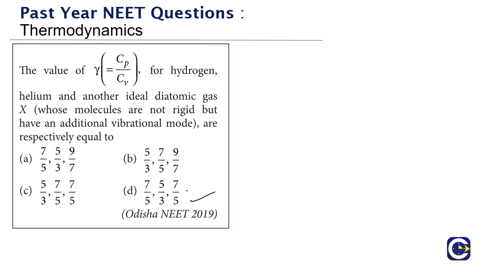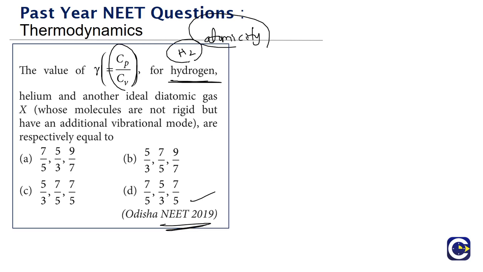This is a question that has come in the Odisha paper 2019. This is a question based on the Cp by Cv ratio. The value of gamma, Cp by Cv, for hydrogen. So here we need to keep one thing in mind, that the Cp by Cv or gamma value will depend upon the atomicity of the gas. Hydrogen means what? It is a diatomic, H2. Two atoms will be there in that hydrogen molecule.